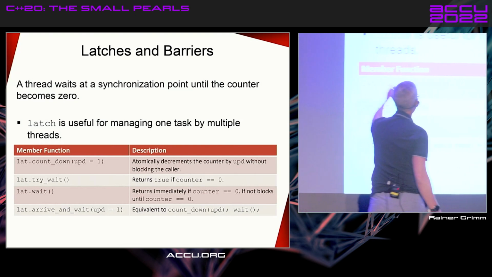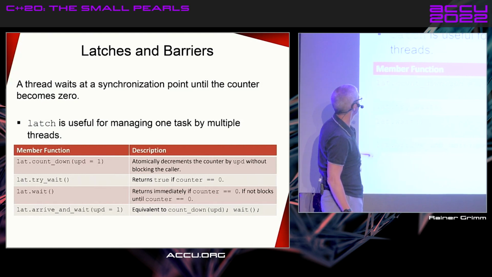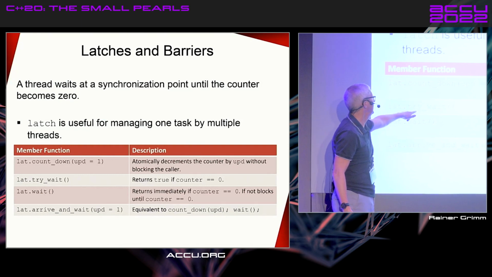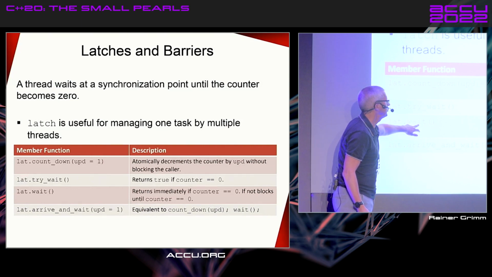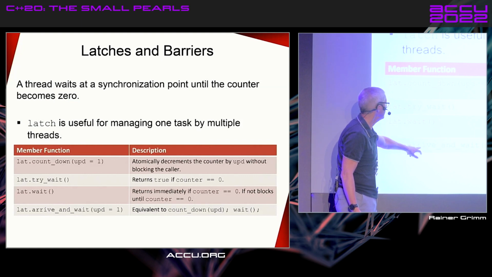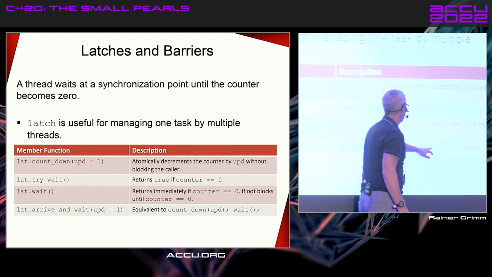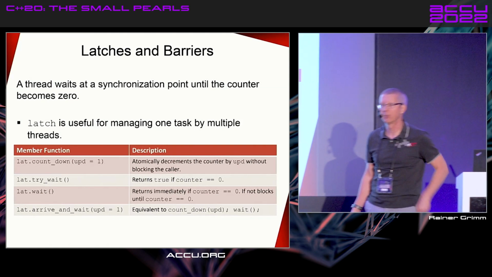Okay, what you do is you have a latch, you initialize it with some number, and then you can decrease this number by default by 1. You can wait. This just returns you what the number is. Here you just wait. You only wait when the counter is bigger than 0. And here you say arrive and wait. It means you arrive: you first count down the counter, and then you wait if the counter is still bigger than 0.